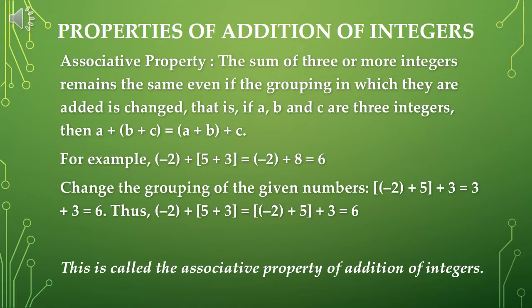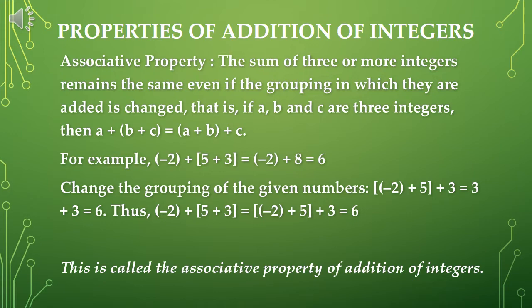Now let us change the way of addition here. First of all, we are adding minus 2 and plus 5. So minus 2 plus 5 is plus 3. Then plus 3, the answer of these two integers, is added to the third integer. Plus 3 plus 3 will become 6. So plus 3 will become 6 here.